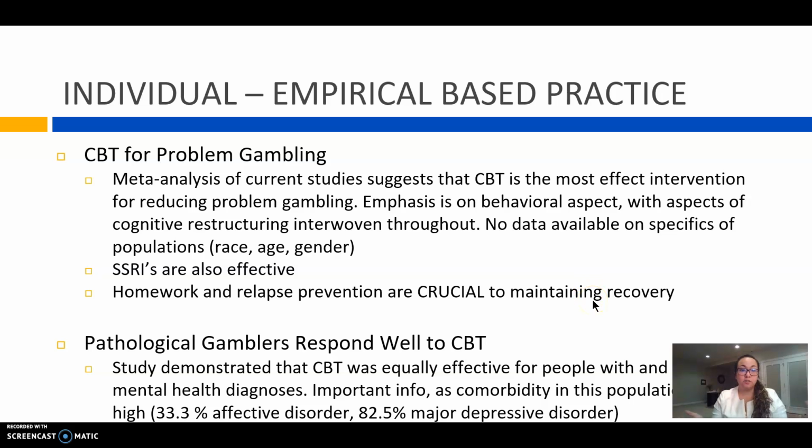Okay, so these are the studies that I picked out. CBT for problem gambling showed that CBT is the most effective intervention for reducing problem gambling. The emphasis is on the behavioral aspect, with cognitive restructuring interwoven. SSRIs are also effective. Homework and relapse prevention are crucial to maintaining recovery. Pathological gamblers respond well to CBT was the second study that I read. It talked about the high comorbidity for other mental health conditions, and this study showed that even if you have a mental health condition, CBT is equally effective for you.